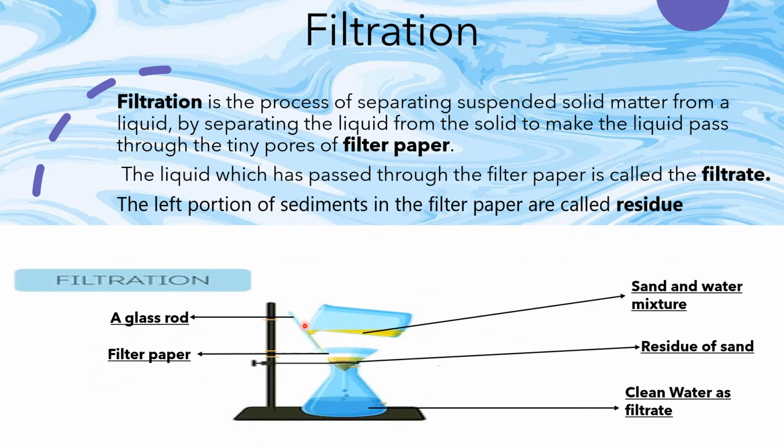This is a glass rod, basically used to pour the water onto the filter paper. This brown portion, which is sand, is the residue, and there is a filter paper which is stopping the sand from going into this vessel. The clean water is called the filtrate. And remember, do not use filtration and sieving as equal, as filtration is used to separate liquids from solids like sand and water, and sieving is used for sand and other small solid particles, not liquid.